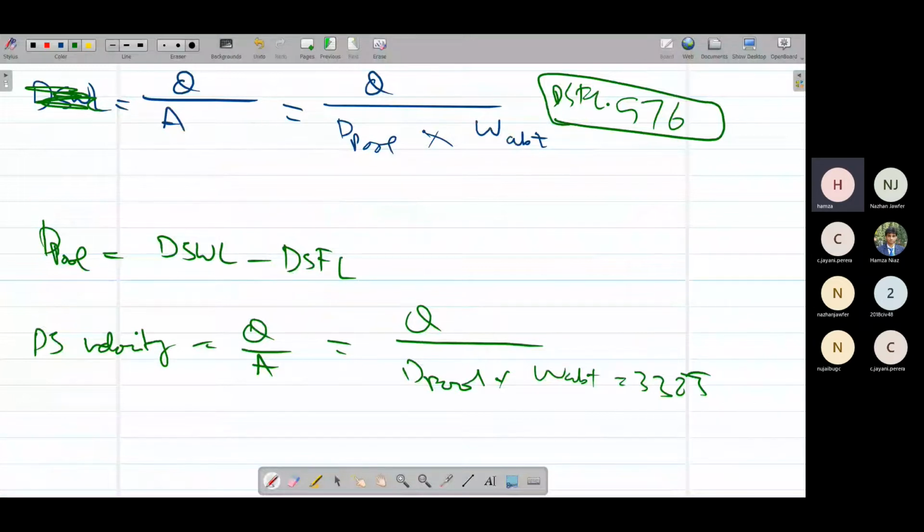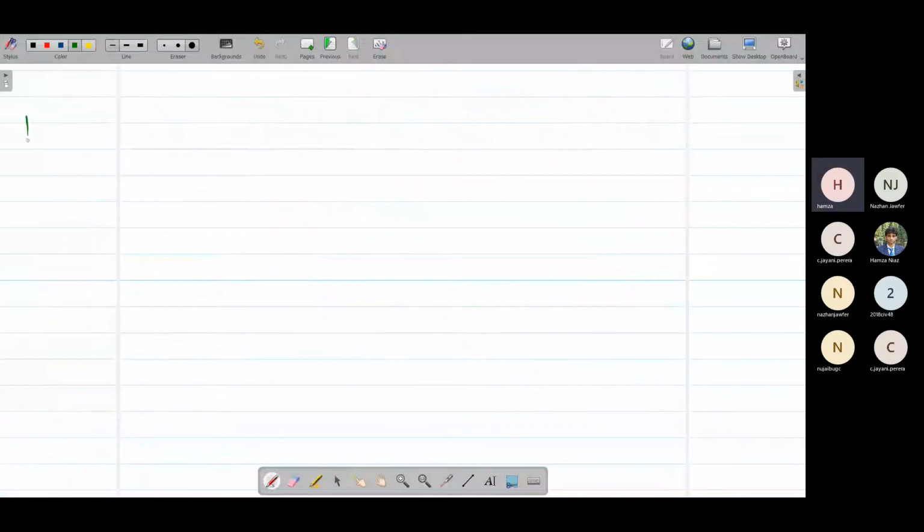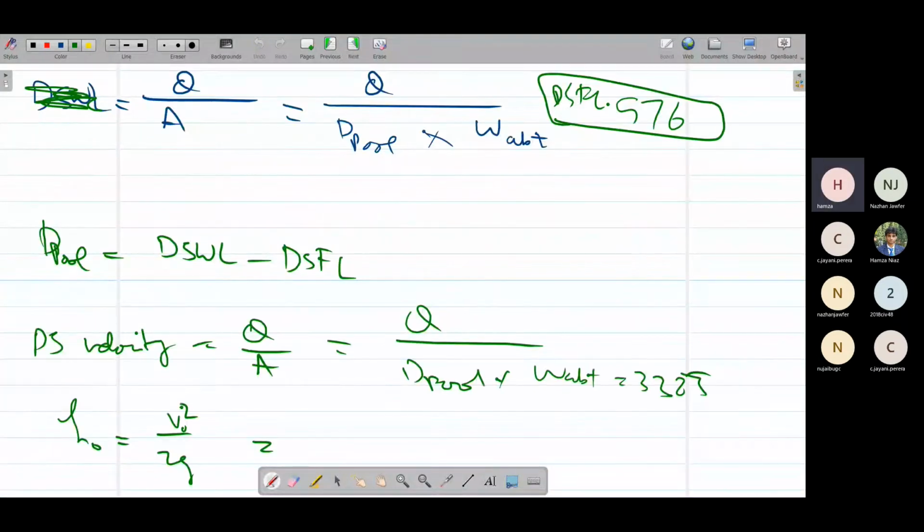After calculating this downstream velocity, we can calculate downstream energy level. That is simply V naught square over 2G. Simply square and divide by 2G. This is the downstream velocity head. And for downstream energy level, simply add downstream water level plus H naught. We add the water level with the H naught, and we can get this downstream energy level.